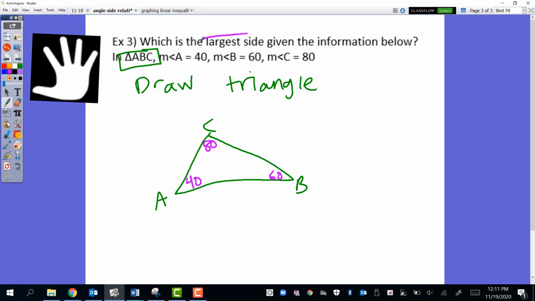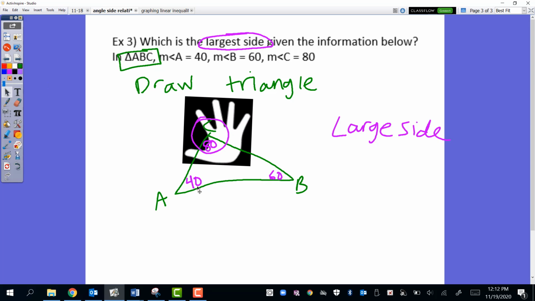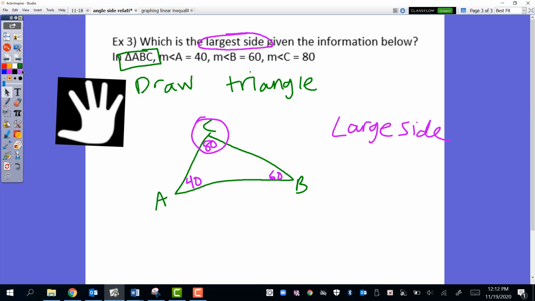And all they want is which is the largest side. I don't need to put it in order. I'm just looking for one side. Which is the biggest side? So how do I know which is the biggest side? Well, which is the biggest angle? Out of 40, 60, and 80, this is my biggest angle. What is the side across from that angle? I'm going to cover up that angle to figure it out. So here's my little hand, cover up the angle, and it would show me AB is the side across from that. So across from this angle is this side, which is AB, the largest side.